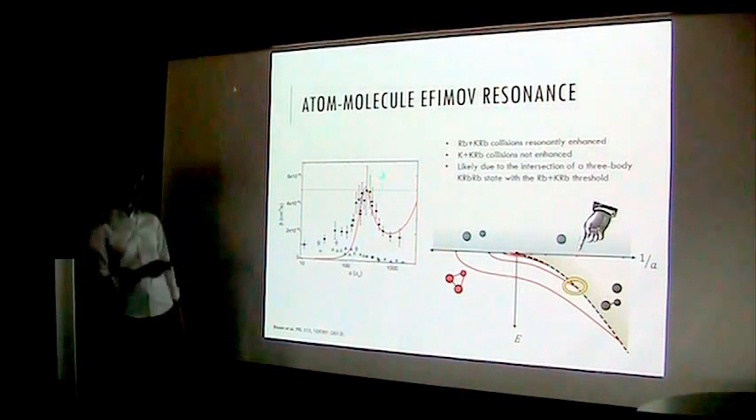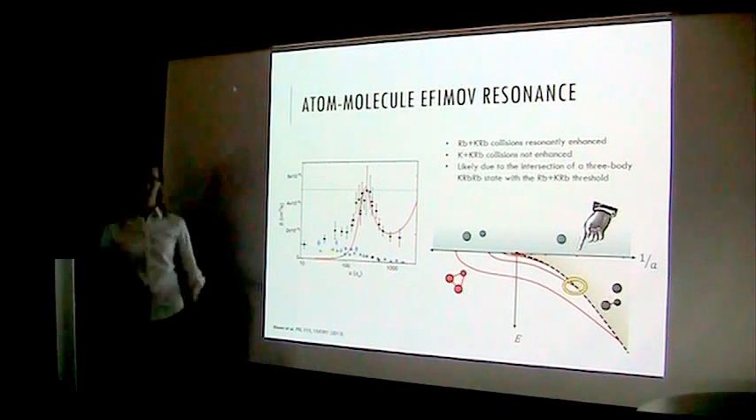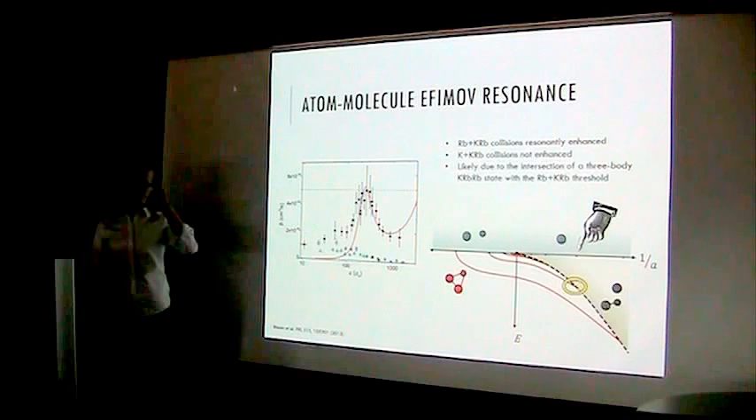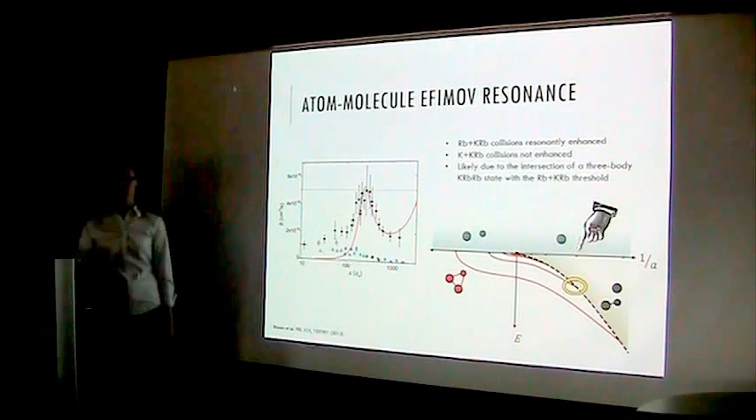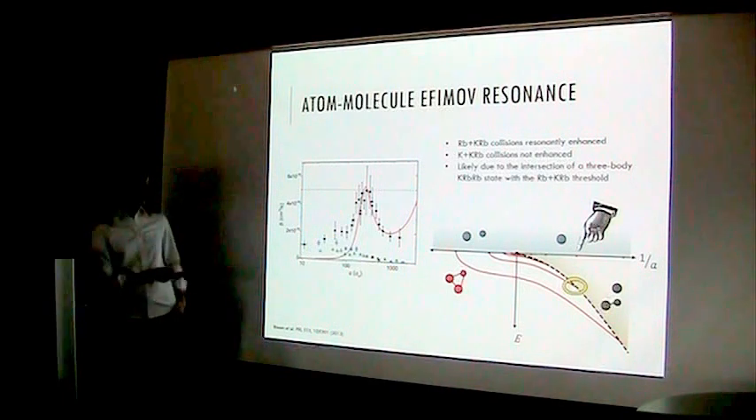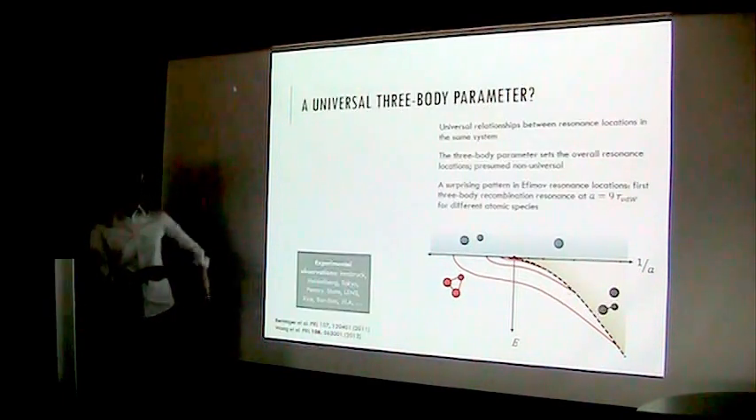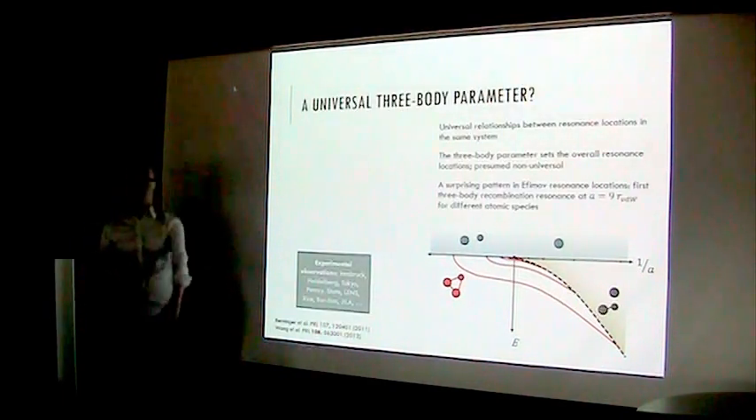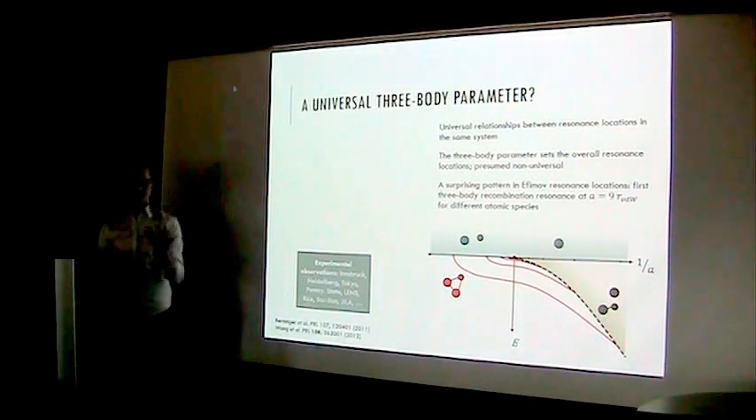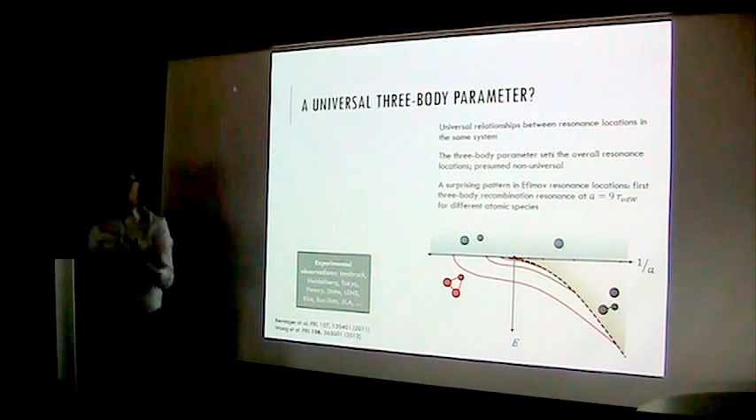But it took a lot of work to make these measurements. It would be really nice, if you were designing a new experiment with different atoms, if you could just call up a theorist and ask, what's a good scattering length to work at? But in Efimov's theory, which we're hijacking for atomic physics, they just talk about the spacing between resonances, but not the overall location.